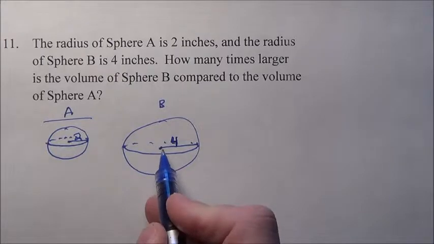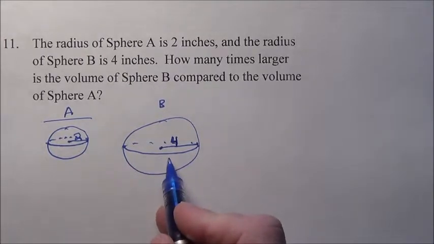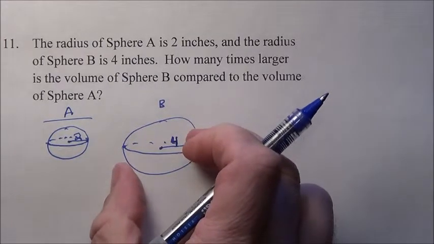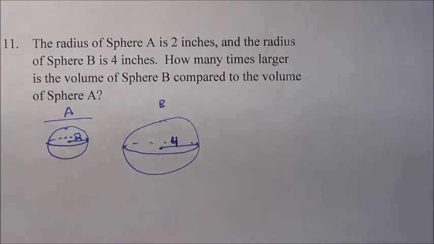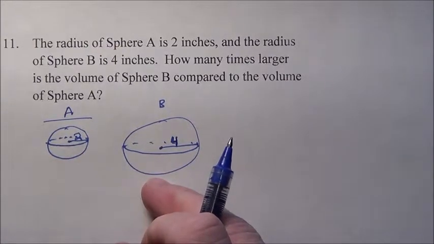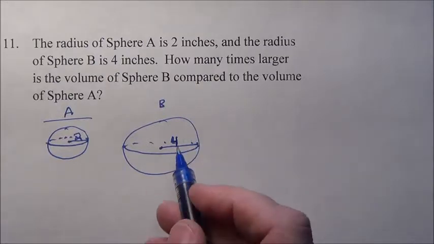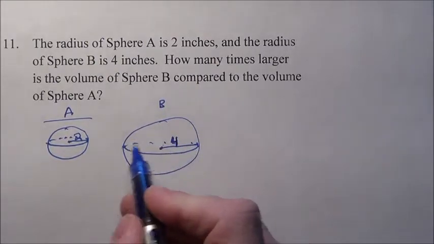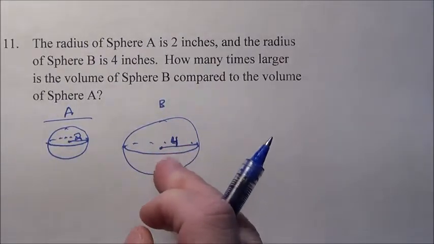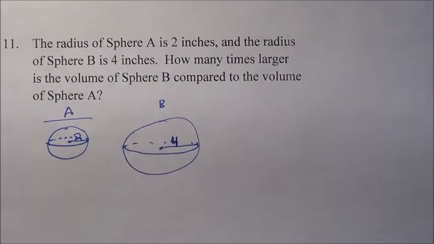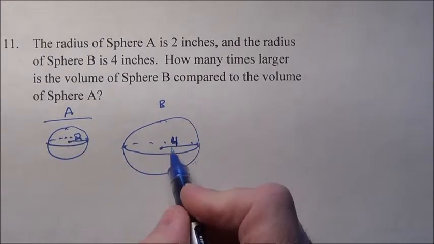Well, if this held 10 and this held 5, you would say, oh, this is twice as big. So we're going to find the volume of this divided by the volume of that, and it'll tell us how many times larger this is. Again, imagine this held 12 and this only held 3. You'd say, oh, this holds 4 times as much because 12 divided by 3 is 4. So let's find the volume of this.